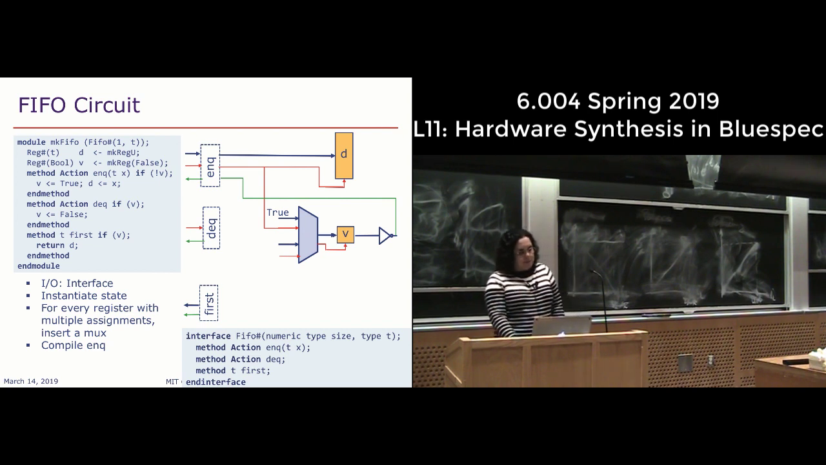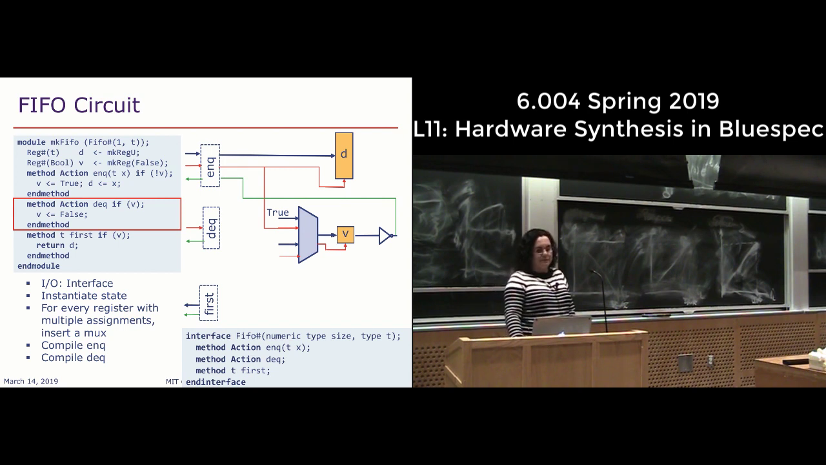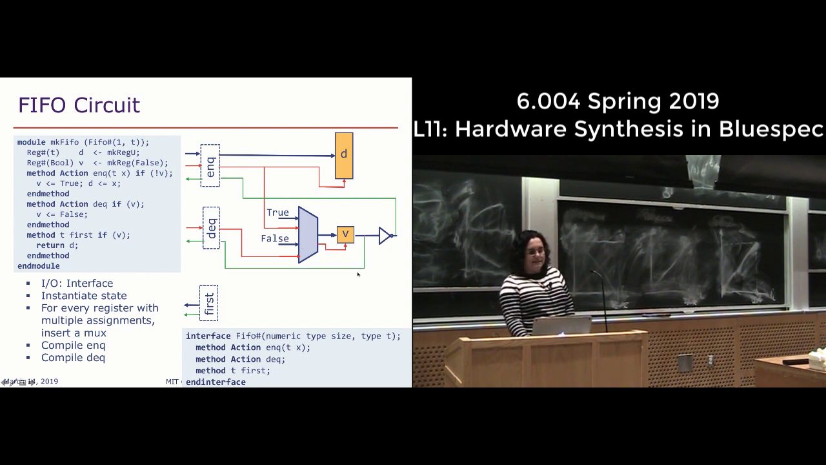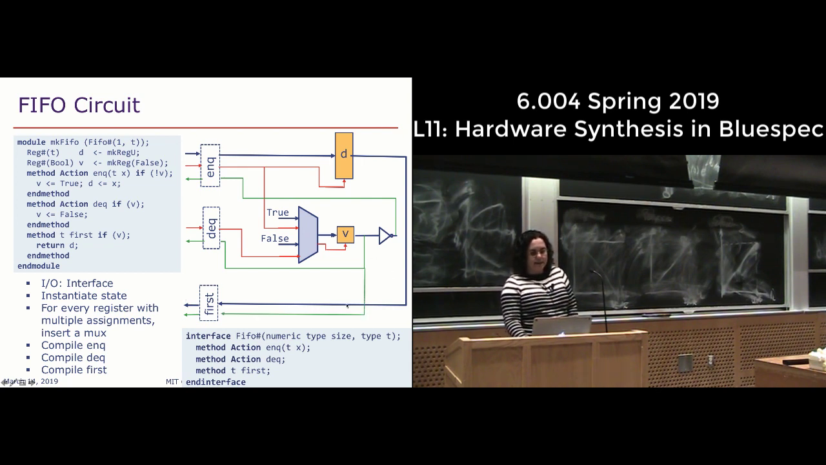Great. So we're going to follow the same manner for DQ. And so basically DQ is a little simpler in that it's only assigning a value of false to V. And so this is going to be our second input to this multiplexer, where the data is false and the valid bit is basically the enable of the DQ method. And then the ready signal is just V itself. And finally, in first, our output is the D signal itself. And so we grab the output of our register, that becomes the output of our first method, and then the ready signal is once again the V signal.